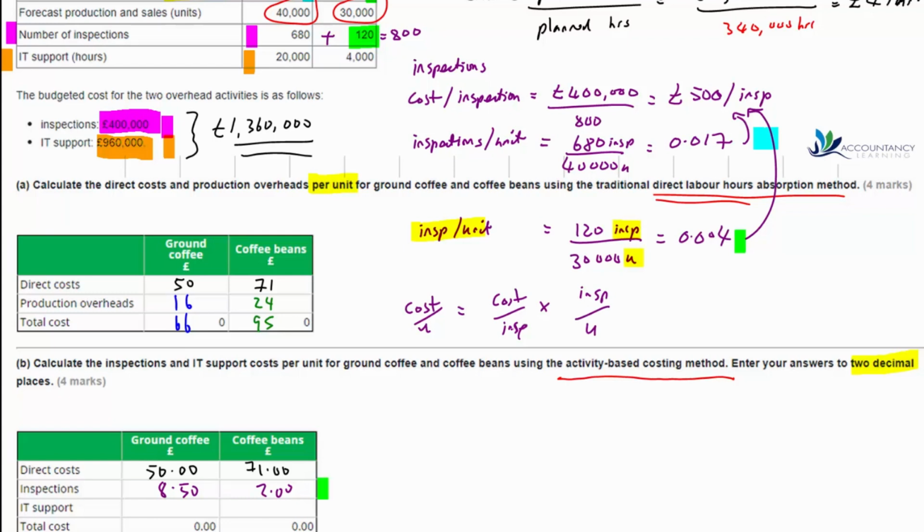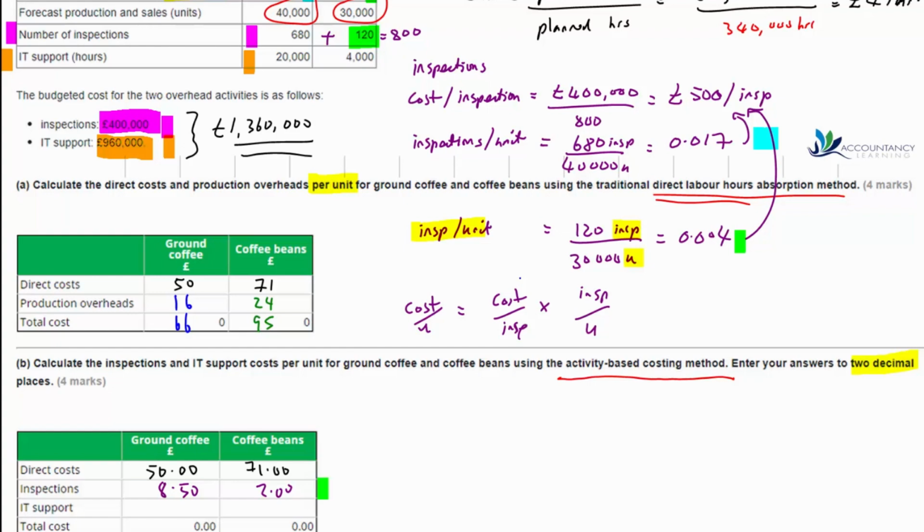Okay, so you just look at the formula of the calculation here. So when we multiply cost per inspection by inspections per unit, these two numbers would cancel each other out. So that gives us our cost per unit, doesn't it? That's what we're aiming for.